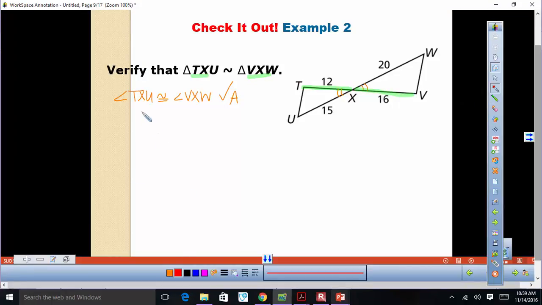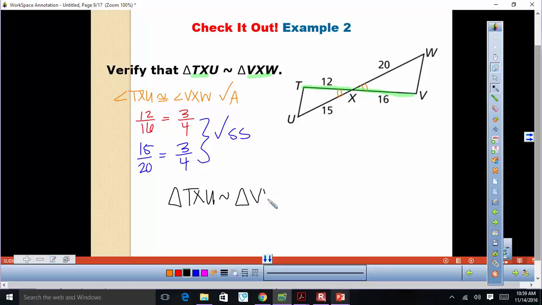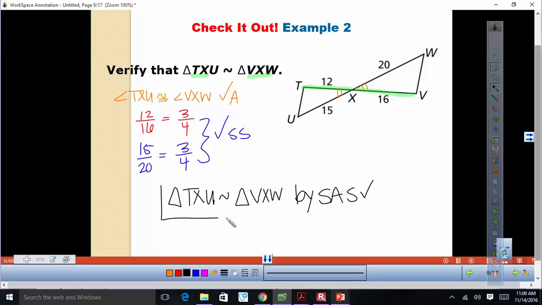So that would be 12 over 16. So we can reduce that, right, to 3/4. Okay, and then we're looking at XU and XW. So that would be 15 over 20. Does that reduce to 3/4? Okay, do those match? Yes, so we have a side and an angle. So how would we write that similarity statement? Triangle TXU is similar to triangle VXW by side angle side. Okay, any questions? Alrighty.